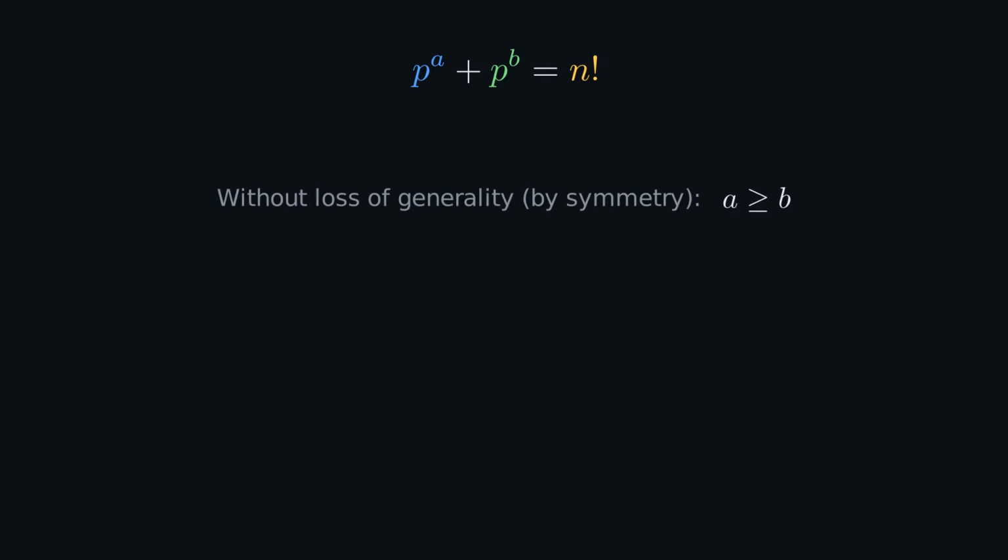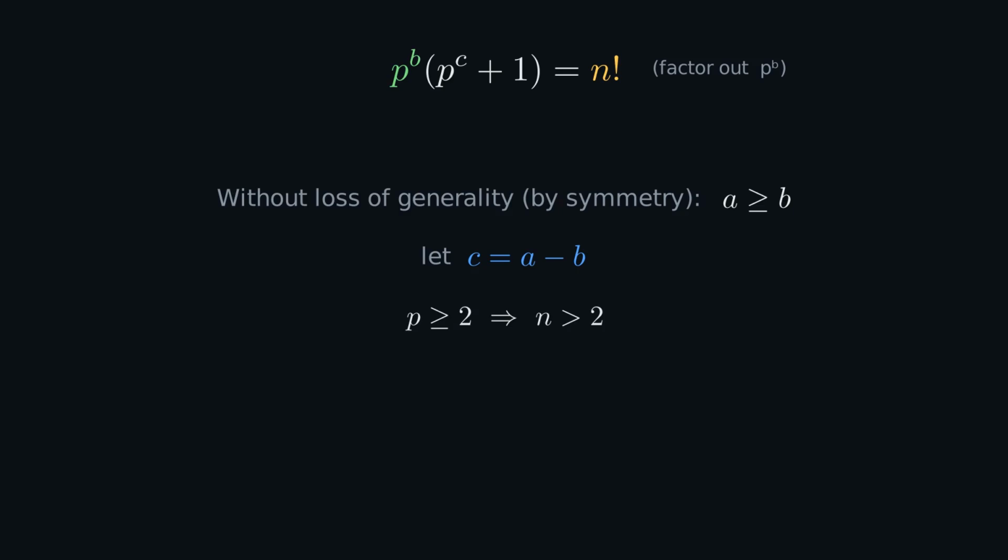So without loss of generality, we can assume that a is greater than or equal to b because of symmetry. And for convenience, we'll set c equal to a minus b. This means we can rewrite our equation as p to the b times (p to the c plus 1) equals n factorial. We also note here that since p is greater than or equal to 2, we know that n must be strictly bigger than 2.